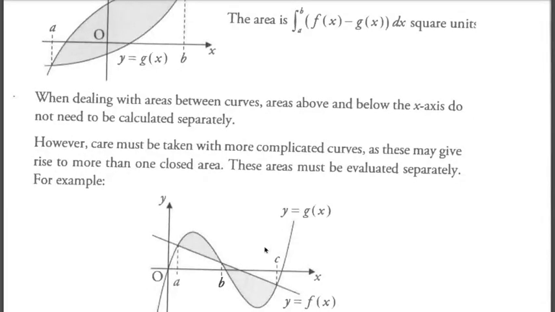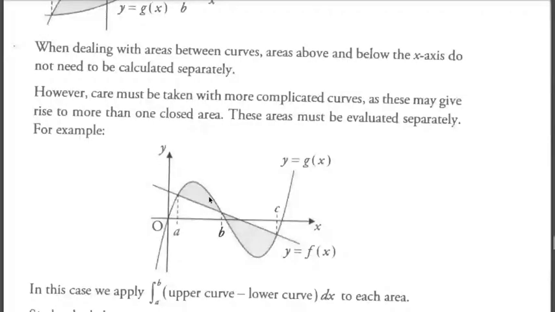Just like in the previous lesson in lesson 4, if we're looking at areas above and below the x-axis, we needed to split it into two separate areas. That's also the case if we have an area above one curve, or in this case above the line, and an area below the line. We need to do the two integrals separately.